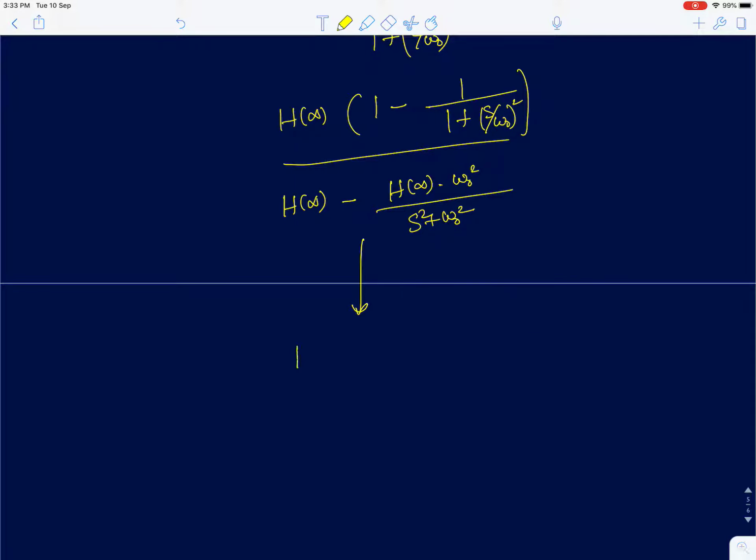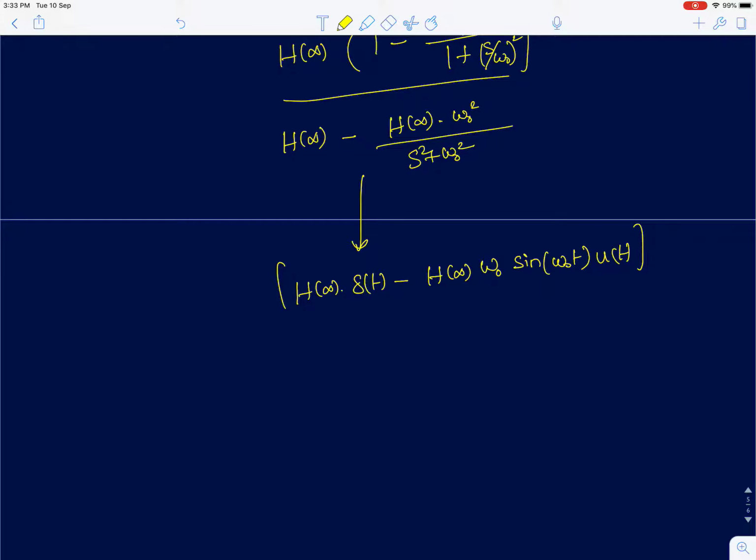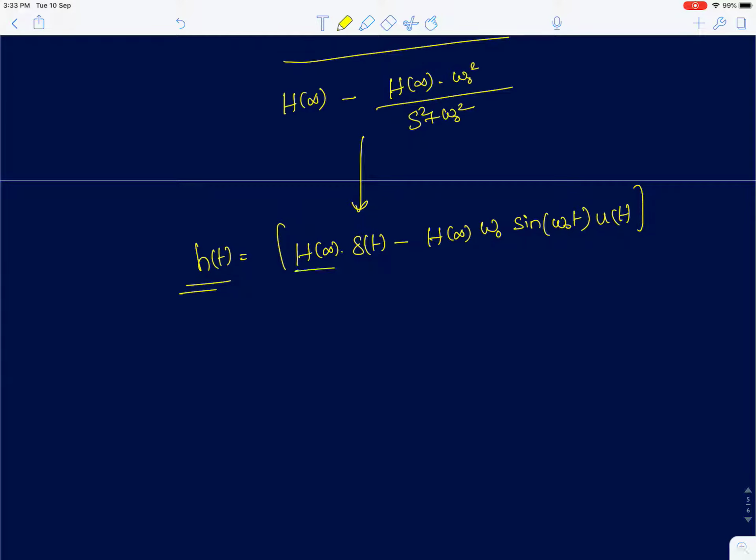Now if I take the inverse Laplace transform of this, I'm going to get h infinity into delta of t minus h infinity omega naught sine omega naught t. This is the output, the impulse response h of t, for an input delta of t. Now if you observe this function, there is an impulse at the output of this high pass system as well.